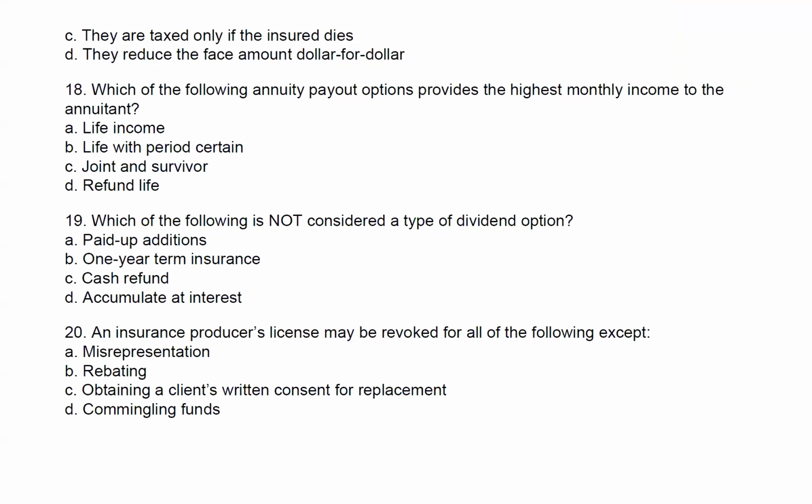Come on. All right. An insurance producer's license may be revoked for all of the following except: A, misrepresentation; B, rebating; C, obtaining a client's written consent for replacement; D, commingling funds.